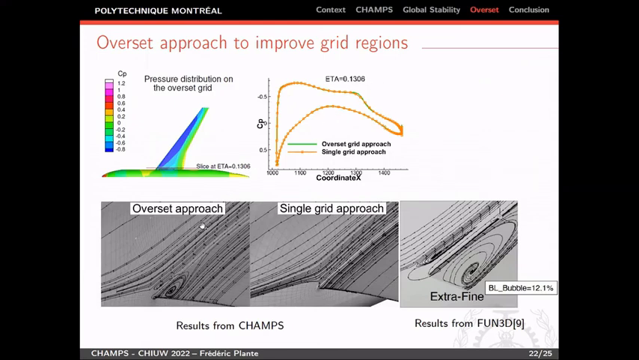But then what we see is that by using a refinement of the grid around the junction between the wing and the fuselage, we're able to model some small flow features like this recirculation here, which was not present on our single grid, but is very consistent with results of Fun3D here, which is a code from NASA. So we're able to improve our simulation by using these grid refinements, which are easier to do using the Overset method.